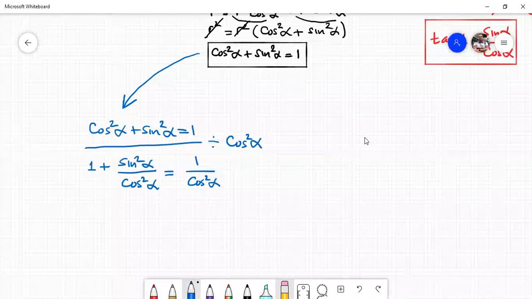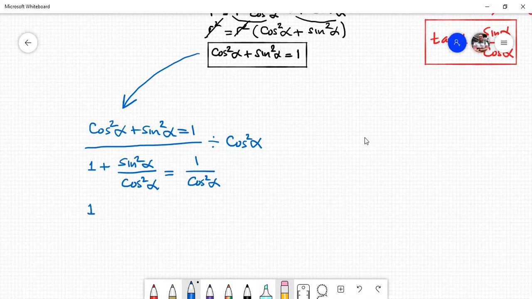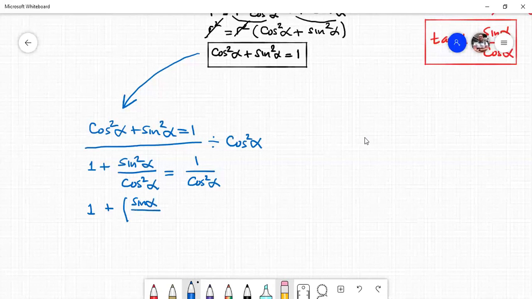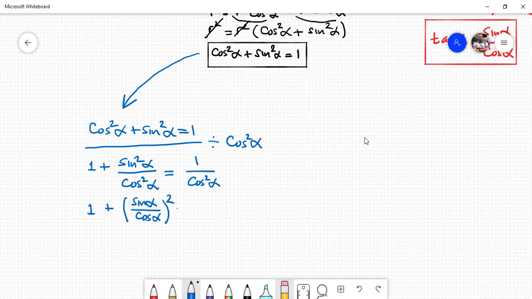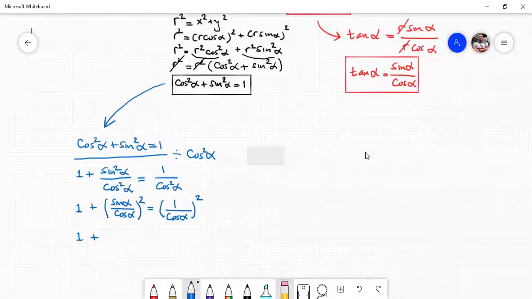Okay, then, look at this carefully. I just take out the square, I put it outside. It doesn't matter, right? So this is sine alpha out of cos alpha. This is square, as well as this one. So 1 out of cos alpha square, right? So this is 1 plus, as you see, carefully what we have.